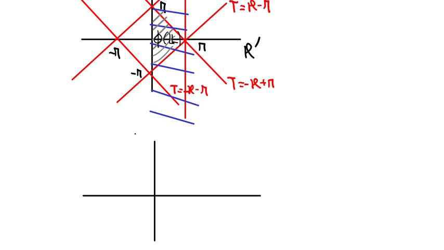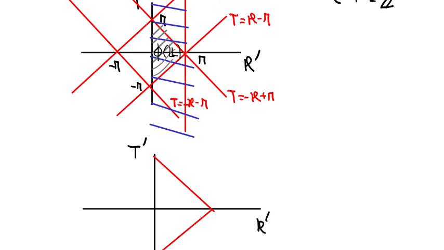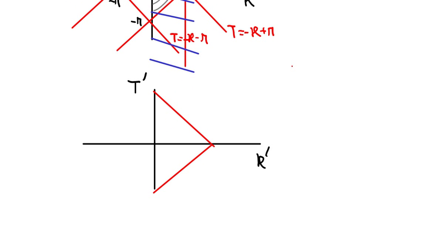Okay, I draw again the diagram, but now I'm putting only the open set which we have chosen. And so this is now the image of our conformal embedding.